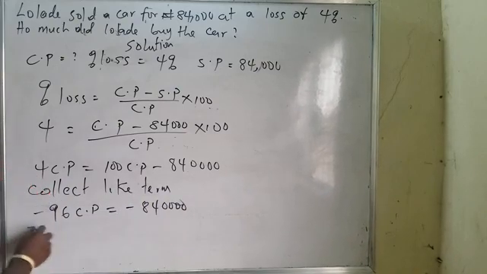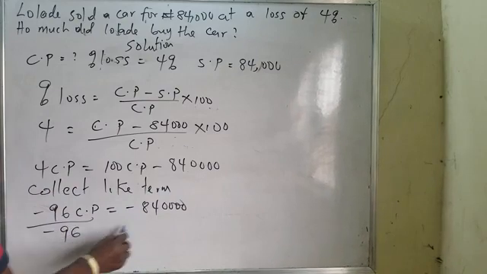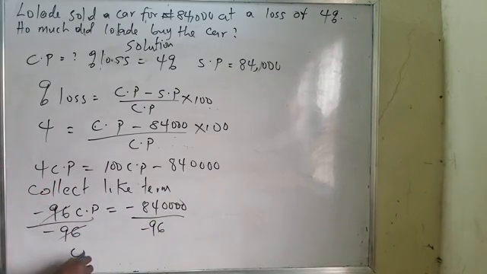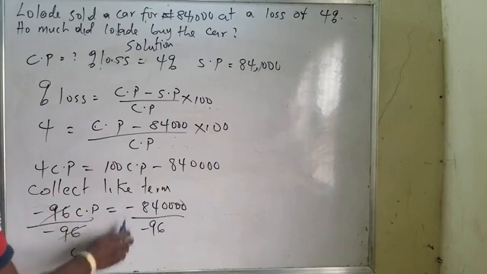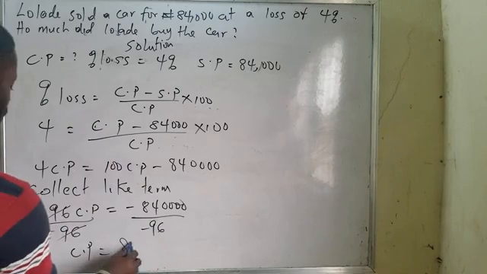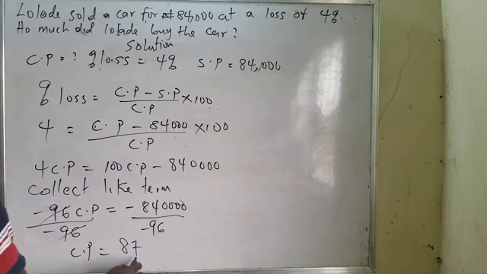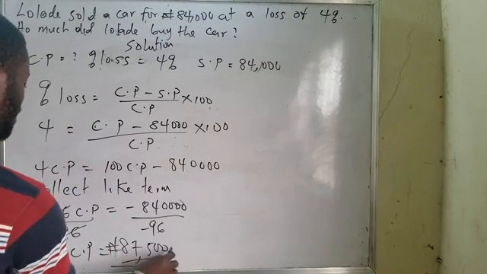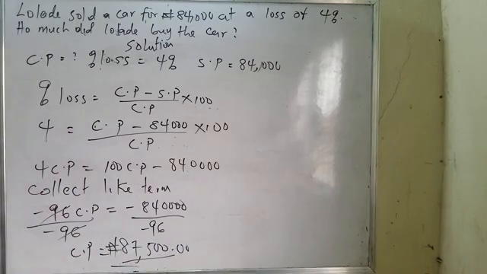Divide both sides by minus 96. This will cancel. It means my cost price equals 87,500. That is my cost price. Can you see how simple this part of it is?